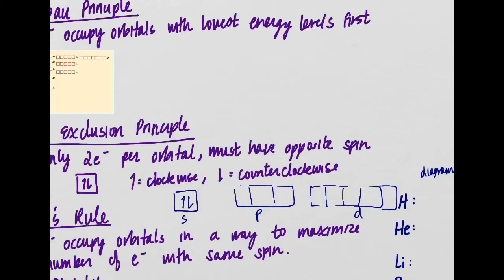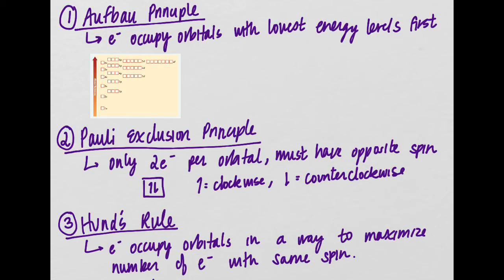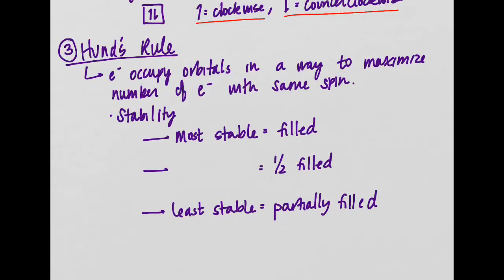And the second part of the Pauli exclusion principle states that the electrons must have opposite spin. Remember that word spin? Spin means that one arrow must be pointing up, one arrow must be pointing down. The up arrow indicates a clockwise electron orbit, and the down arrow indicates a counterclockwise electron orbit. Finally, we finished with Hund's rule, which says that electrons occupy orbitals in a way to maximize the number of electrons that have the same direction of spin.